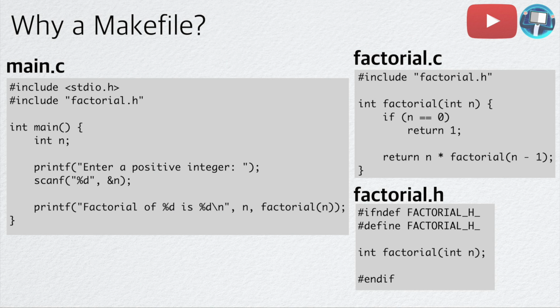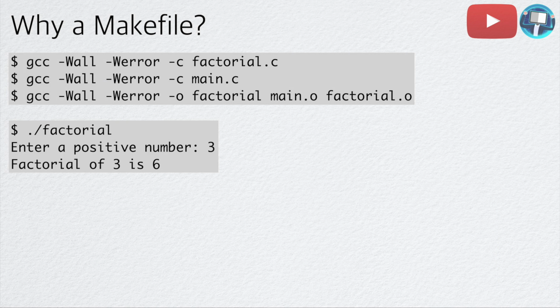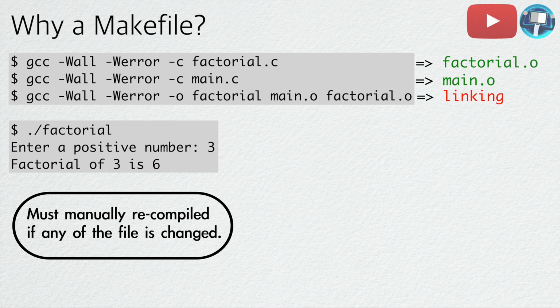Before understanding Makefile, let's first look at a problem you may encounter when manually compiling a program. Here is a simple C program that prints the factorial of a positive integer. If you want to compile this program using GCC, you have to do the following. As we can see, we are first building factorial.o, and main.o, and then linking them. Now, if you change main.c, factorial.c, or factorial.h, you would need to recompile those files manually.